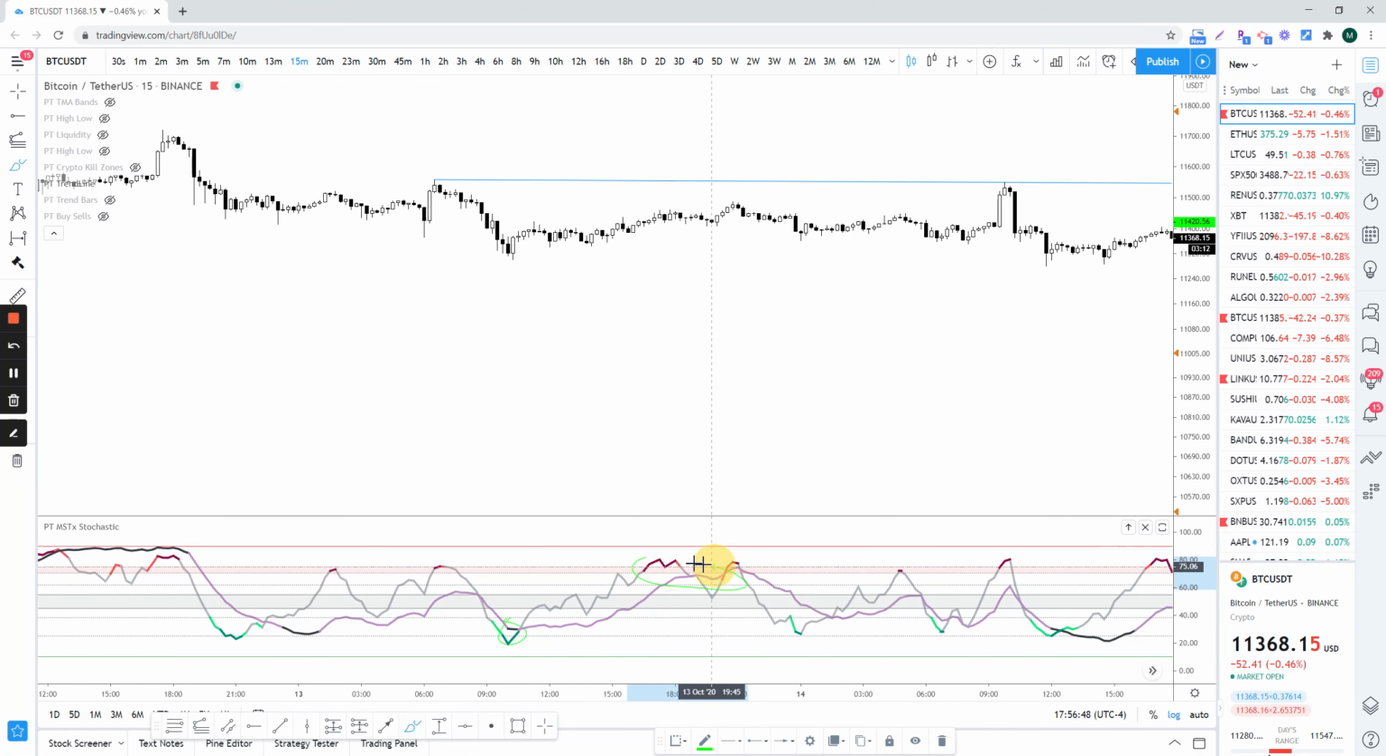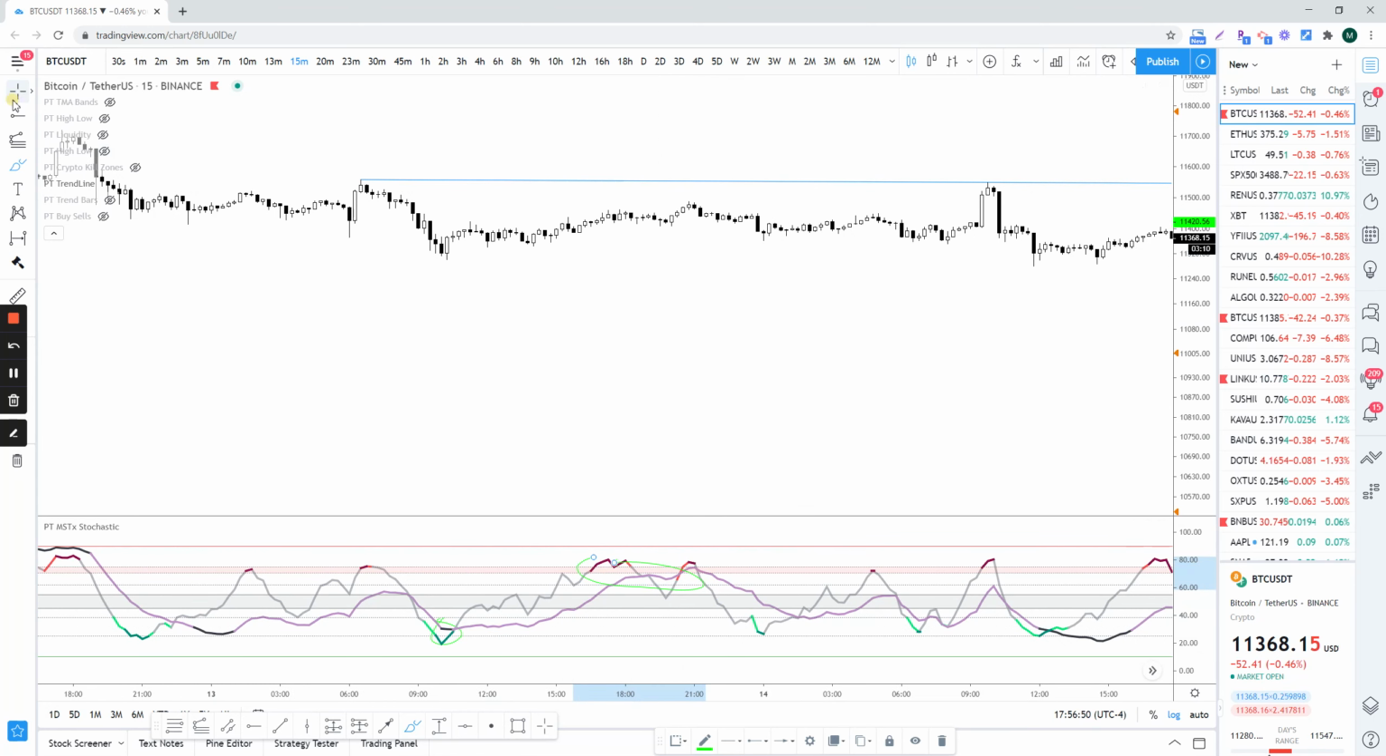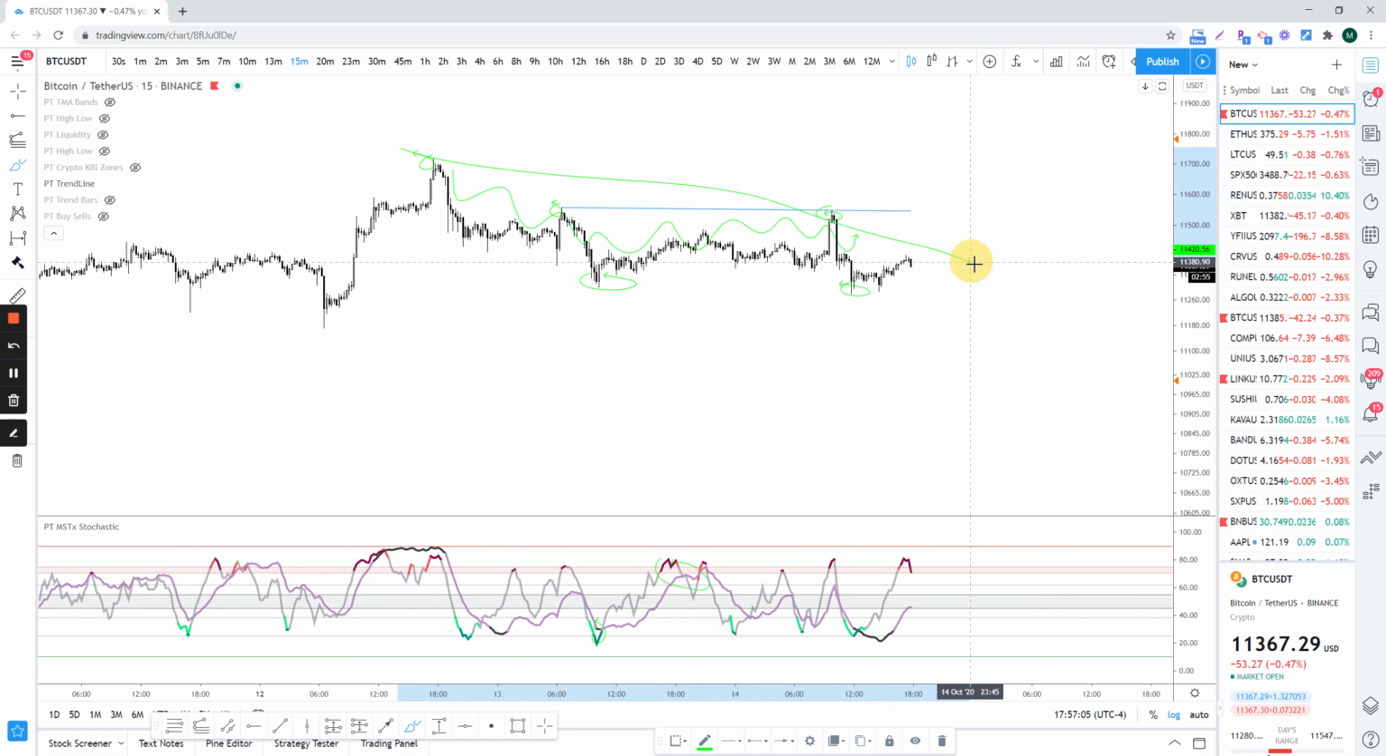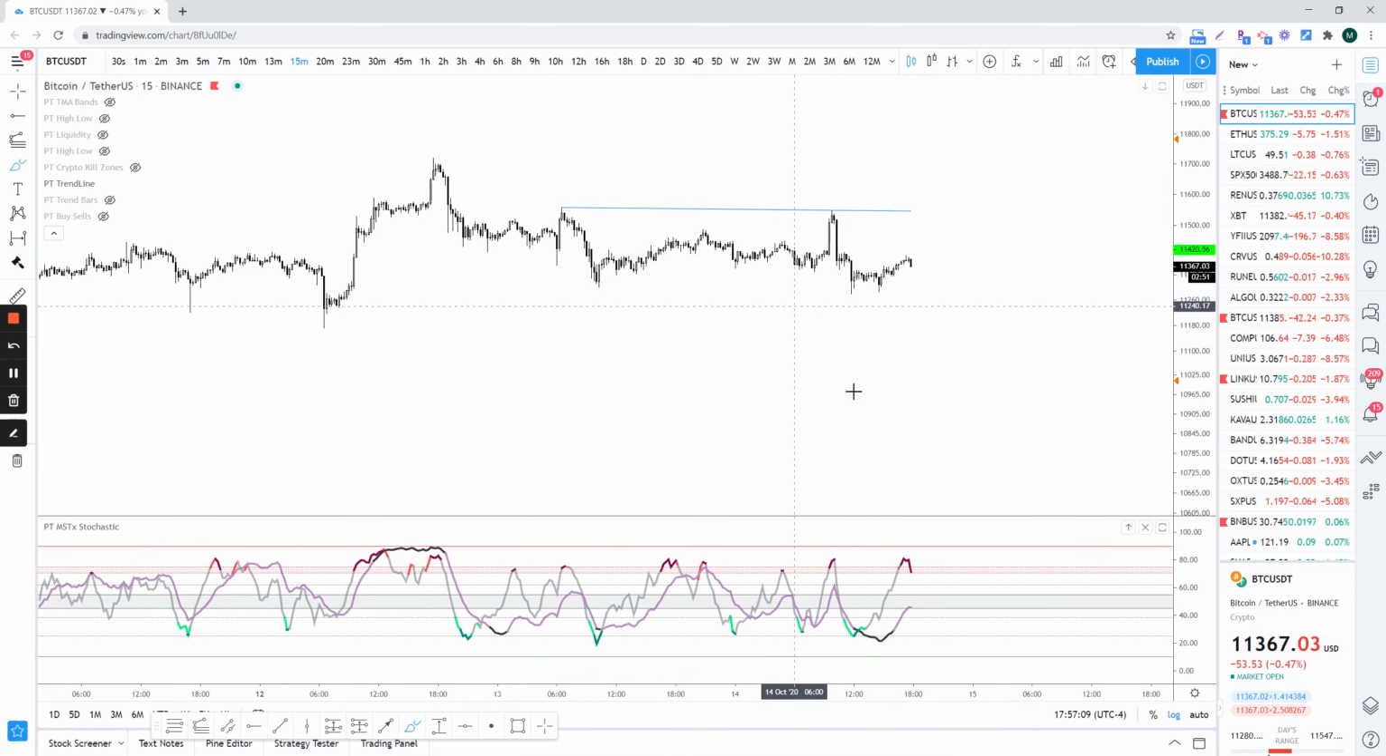So you keep chopping around over here. You're chopping around this whole range over here. We just keep making lower highs, right? And then you made a low, and then you made a lower low, right? So obviously this is trending down. Beautiful artwork, Picasso over here. No, don't make fun of me. I know I'm terrible at drawing.